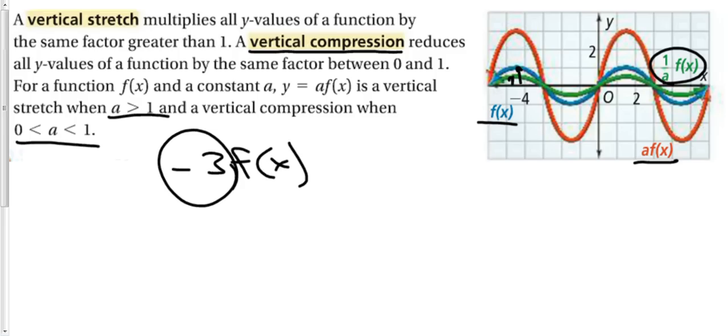Okay? A negative 3 does two things. The 3, that is a number greater than 1. That is a stretch. The negative is a reflection. So a negative and a 3 are two different pieces of my transformation on this graph.